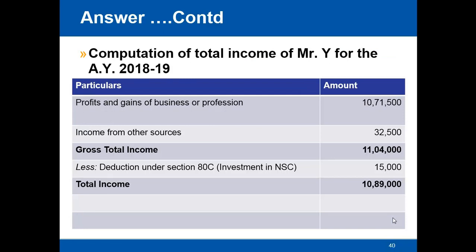So now let's do the computation of total income of Mr. Y for the assessment year 2018-19. The profits and gains of business or profession are rupees 10,71,500, which we calculated earlier. Then we will also include income from other sources, which we have computed in the earlier part of our explanation. So 32,500 will be the income from other sources. Put together, the gross total income will be 11,04,000. Now he will be allowed a deduction under section 80C because he has made an investment in national savings certificates of 15,000, and under 80C we know the deduction up to 1,50,000 is allowed. So the total income will now be 10,89,000.